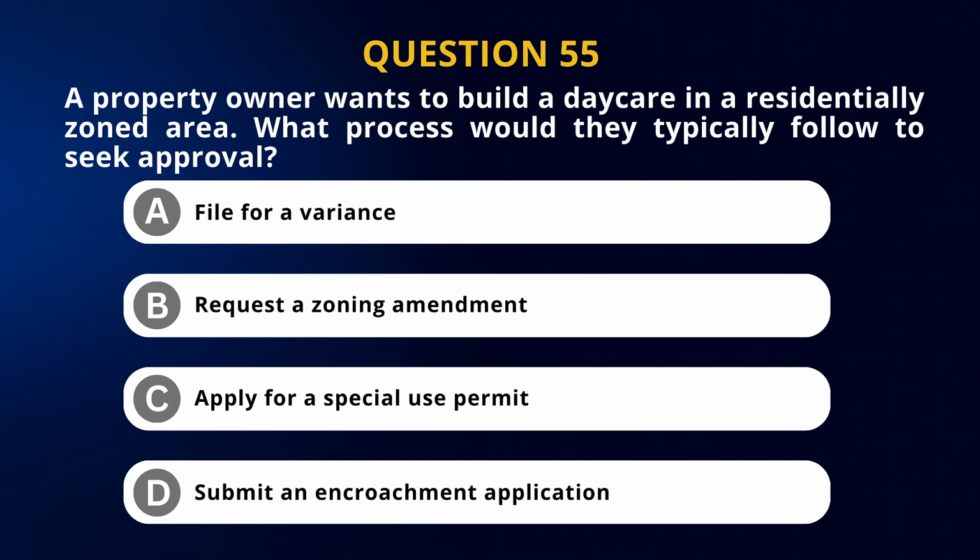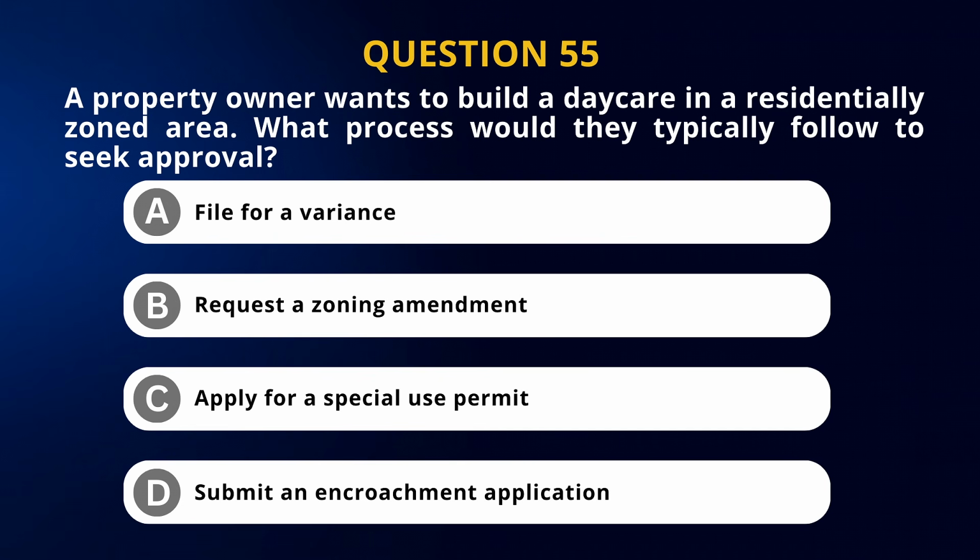Question number 55. A property owner wants to build a daycare in a residentially zoned area. What process would they typically follow to seek approval? Letter A, file for a variance. Letter B, request a zoning amendment.